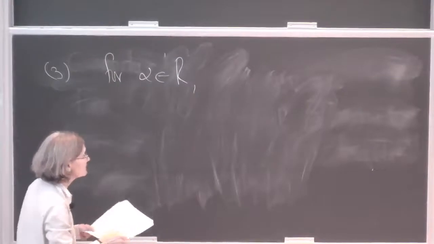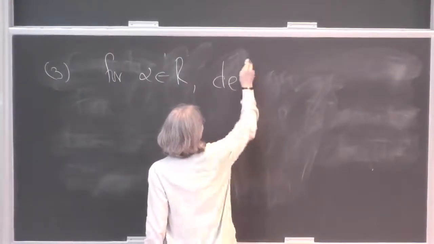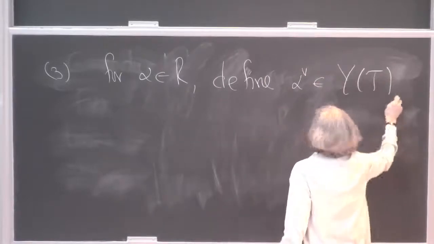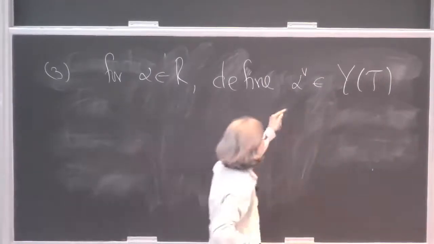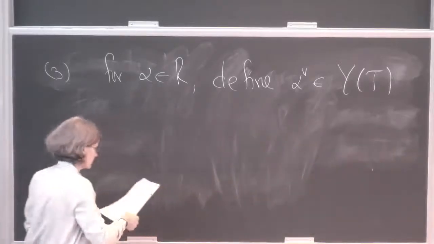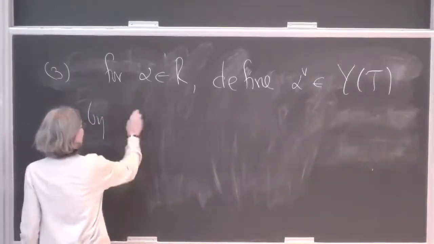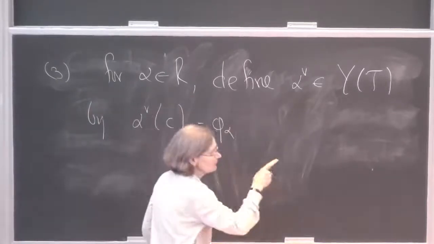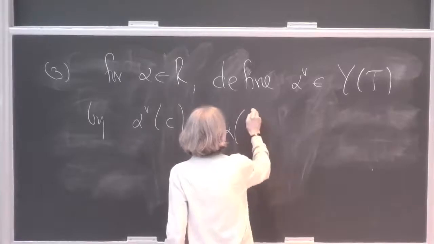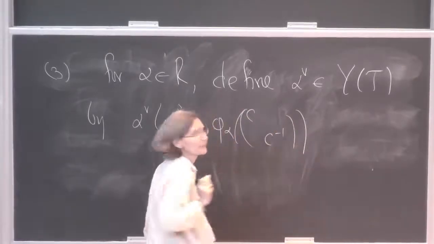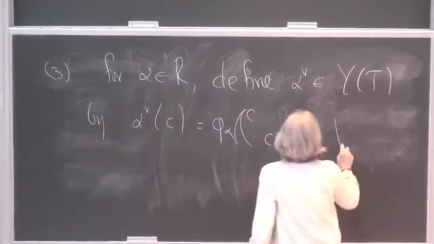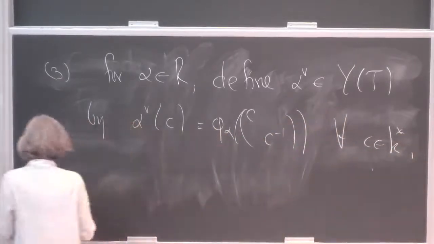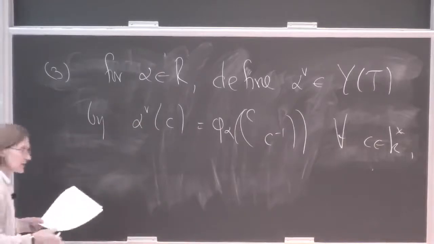I'm going to define a coroot. So define alpha check, which is going to be a coroot. Okay, so that should be a way of mapping the field into the torus, right? By alpha check of c is equal to this phi alpha of this matrix here, c inverse, for all c in K star. Okay, so I've defined it.